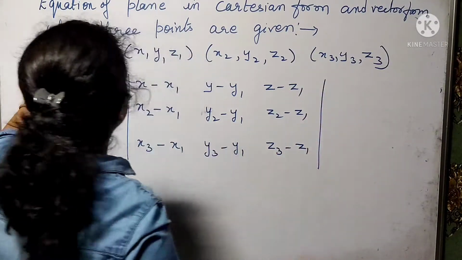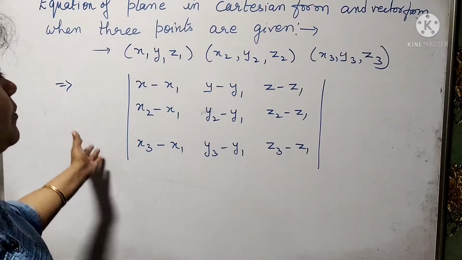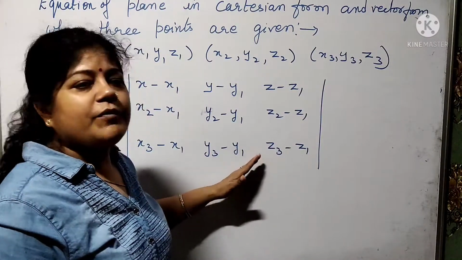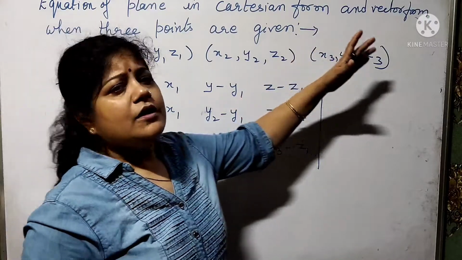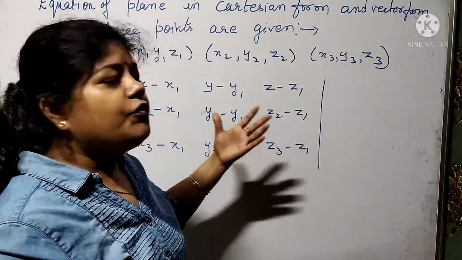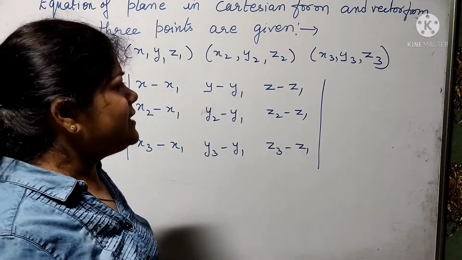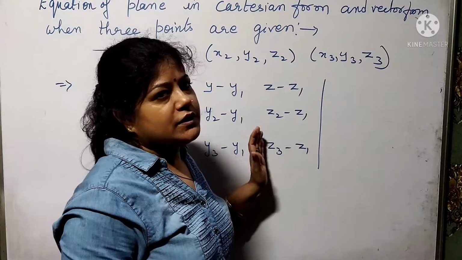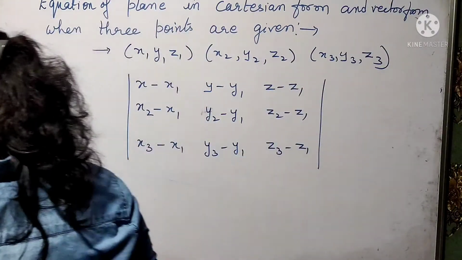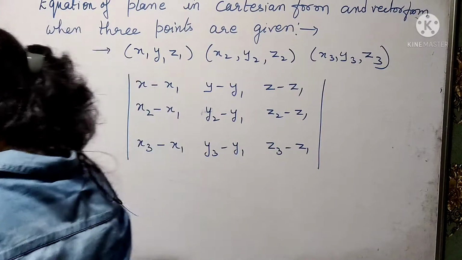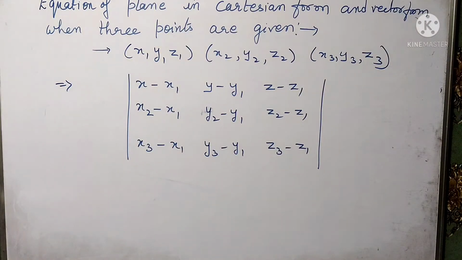This is the equation of the plane in the Cartesian form. When you derive the equation of the plane in the Cartesian form, then you have to convert this equation into the vector form. I will tell you one by one by taking an example, and then I will also convert this equation of Cartesian form to vector form.